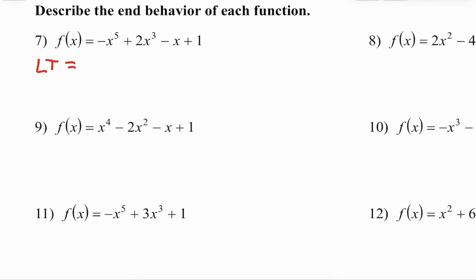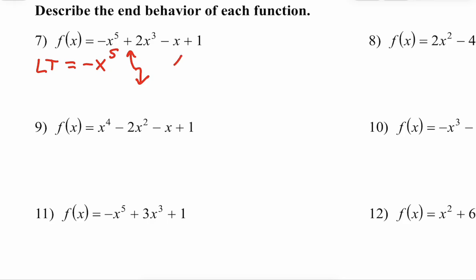The lead term for number 7 is negative x to the 5th. It's an odd, so it acts like a cubic that's been flipped upside down. So the left end goes up, right end goes down. Now we need to say it more mathematically correct.